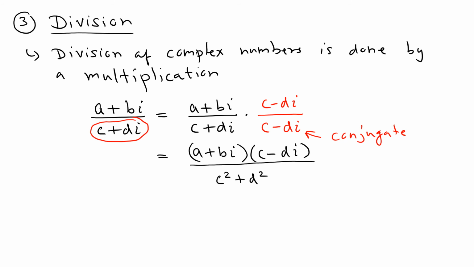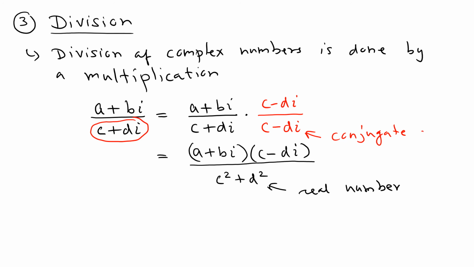And then you can see that this is just a real number. So we just multiply the top, and then divide by the real number we get. So that's how you do a problem like this. So let's look at a real problem and see how it's going to work.